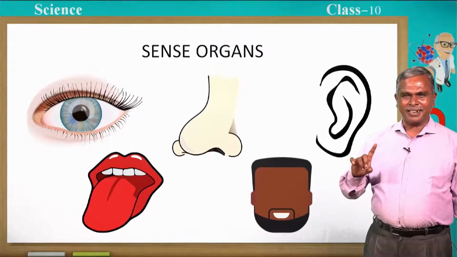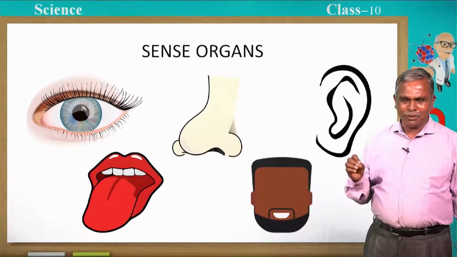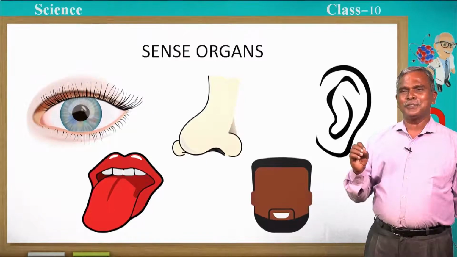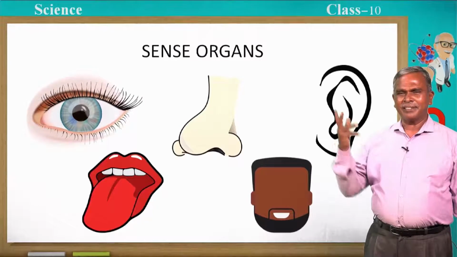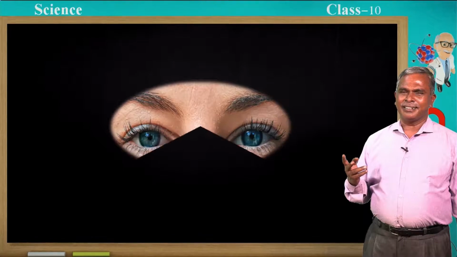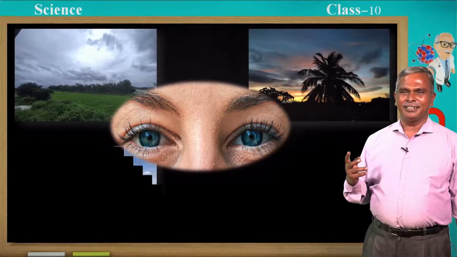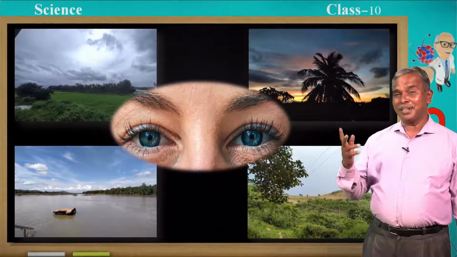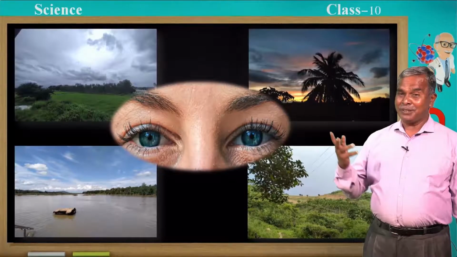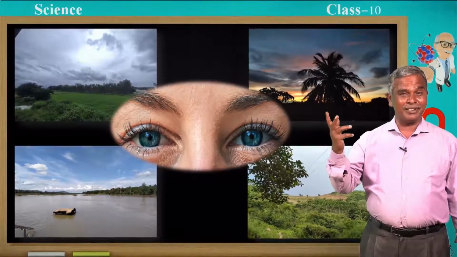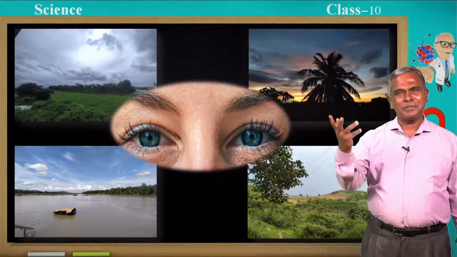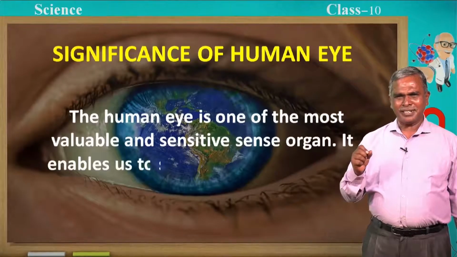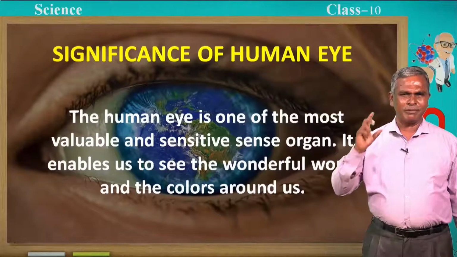All the 5 sensory organs are equally important. Nothing is inferior and nothing is superior. But anyhow, out of all these 5 organs, the human eye is quoted as the most significant organ because of several reasons. See, from this human eye, we could see the colorful world around us. That is why the human eye is most significant. We could see the colorful mountains, colorful valleys, sunrise, sunset, beautiful scenery and everything around us. The human eye is most important compared to all sensory organs, that you know very well.